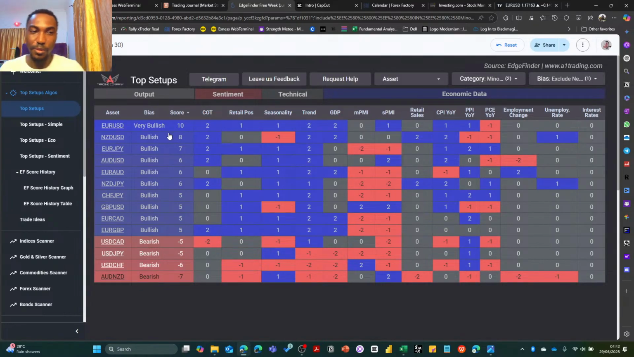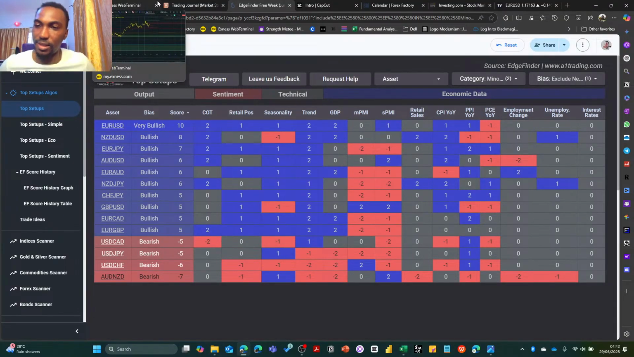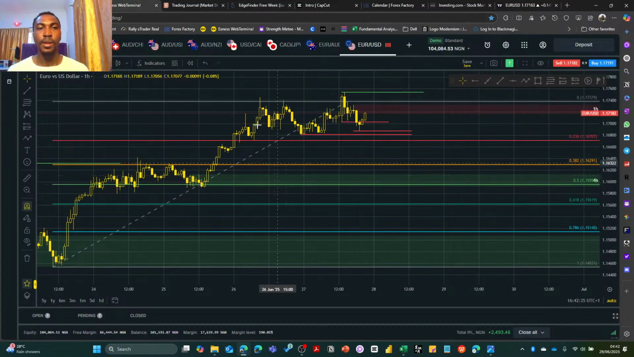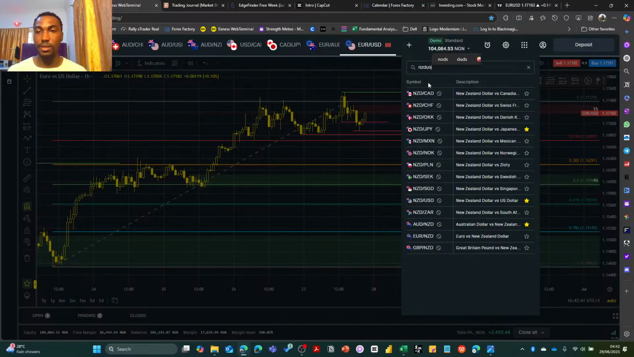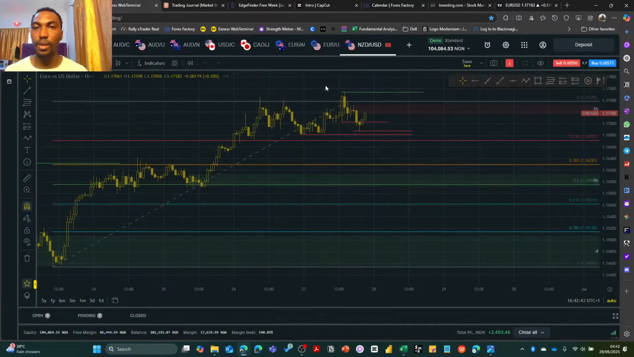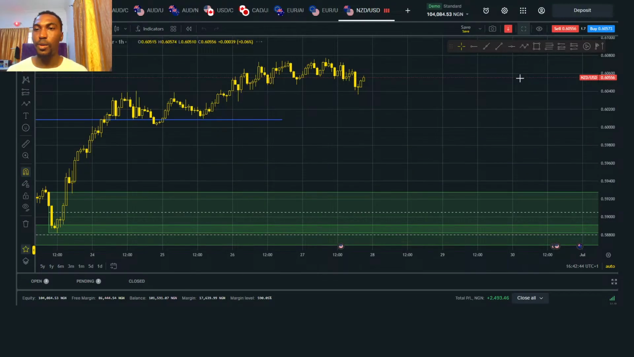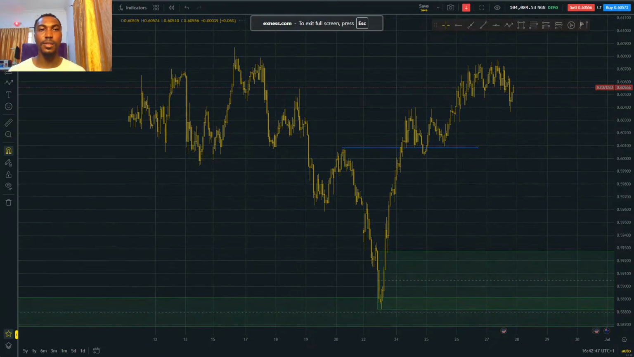So we have the New Zealand US dollar as the next best thing to look out for, to buy basically. So we're gonna walk into the arena of the New Zealand dollar against the US dollar. And so what's the arena for me? We're gonna start with the monthly.